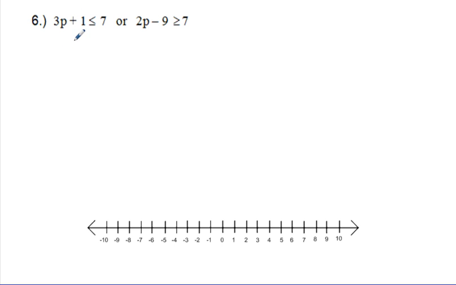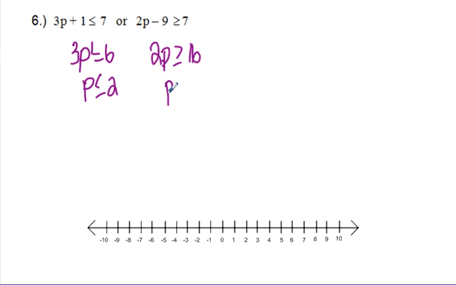In the first one, I'm going to be subtracting 1 from both sides, leaving me with 3p less than or equal to 6. Divide both sides by 3. So one solution is p is less than or equal to 2. In my second equation, I'm going to add 9 to both sides so that I get 2p is greater than or equal to 16. Divide both sides by 2 to get p is greater than or equal to 8.